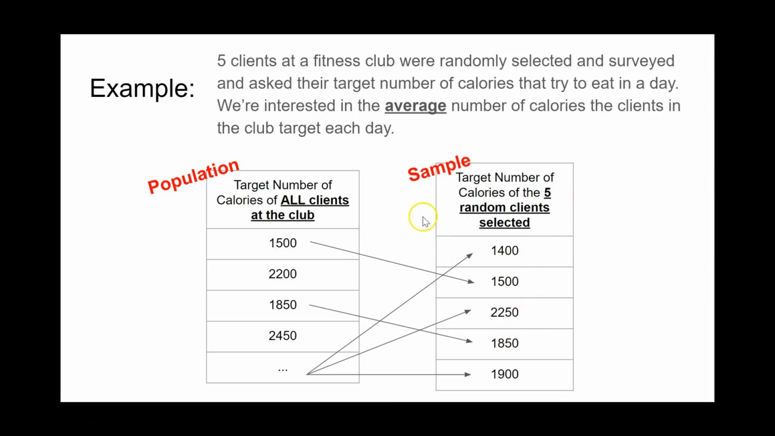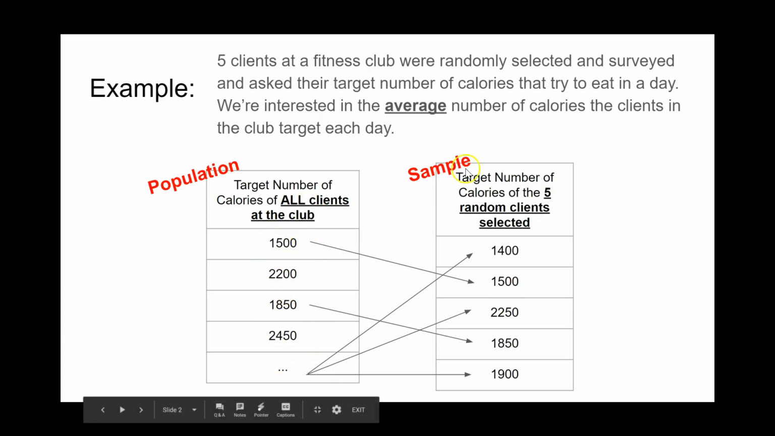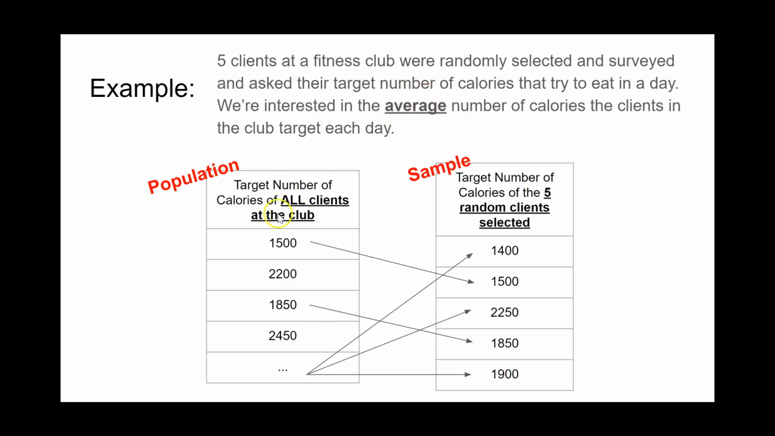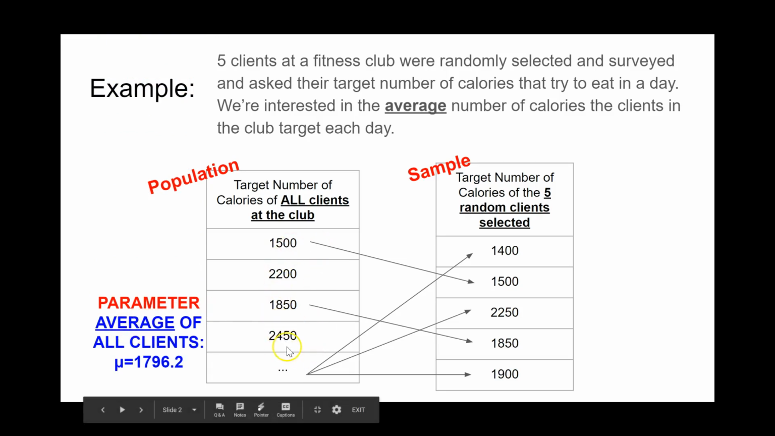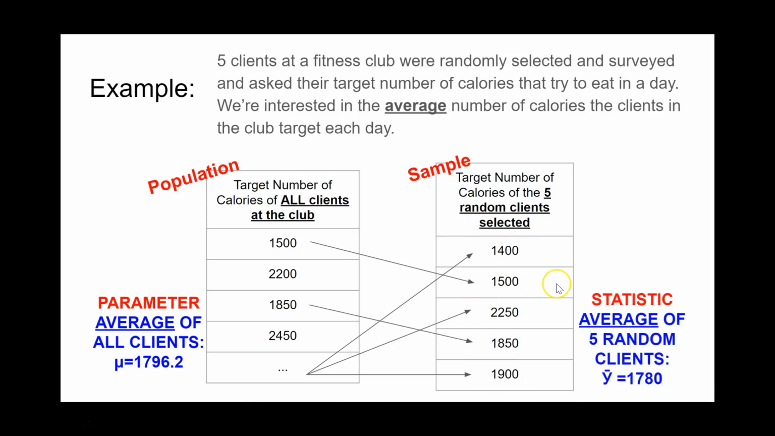Now that we have population and sample, what does parameter and statistic look like? Well, if we were to take all these values and let's say calculate the average, well, this average would be a single number measurement that summarizes this entire list. And so a parameter, one example we have is the average itself is a parameter where we take every single value in this list of all clients at the club and we get some average, like 1,796.2 calories. On the other hand, if we were to do the same thing, just take these 5 values and find the average of only those 5, then we could call that one a statistic.